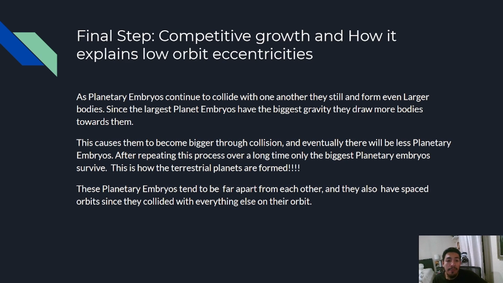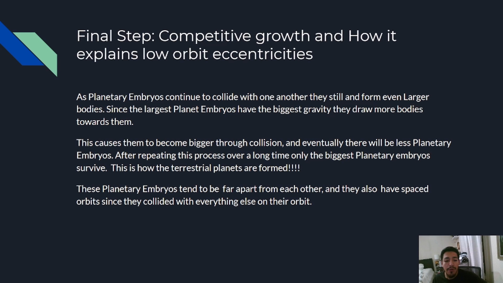And the final step is the competitive growth. As planetary embryos continue to collide with one another, they form even larger bodies. Since the largest planet embryos have the biggest gravity, they draw more bodies towards them. This causes them to become bigger through collision, and eventually there will be less and less planetary embryos. After repeating this process over a long time, only the biggest planetary embryos survive. And this is how the terrestrial planets are formed.